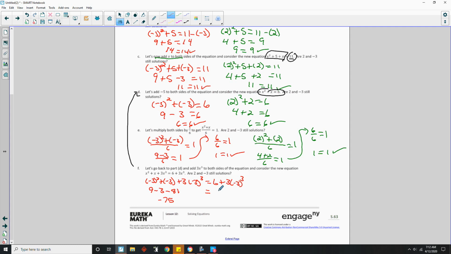Equals 6 plus negative 3 cubed is negative 27. Negative 27 times 3 is negative 81. 6 minus 81 is negative 75.